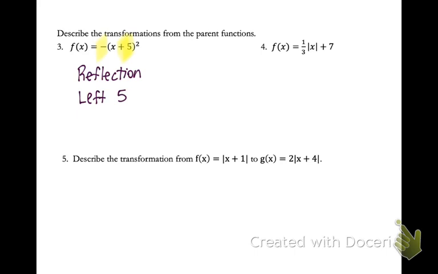Okay, again, we've got 2 things going on here. We have this 1/3 out front and this plus 7. The 1/3 is where our a value would go, so that's going to be a stretch or compress. Since it's less than 1, it's between 0 and 1, that's going to be a compress. The 7, since it's not inside the absolute value, it's outside, is going to be our k value, which means that is an up 7.